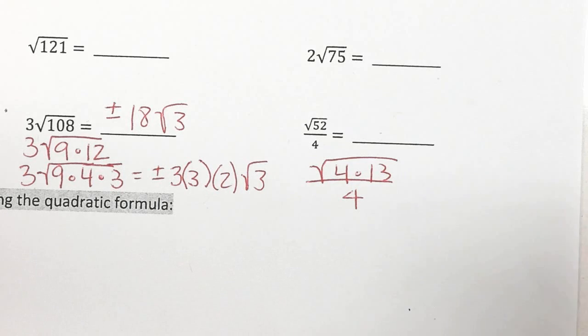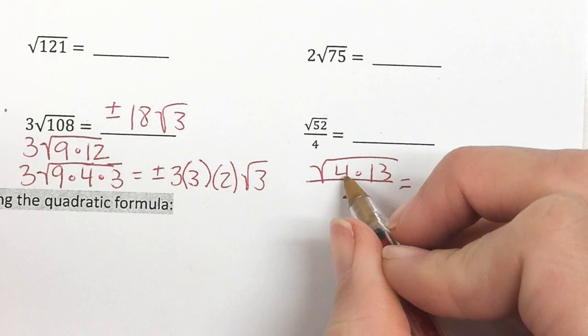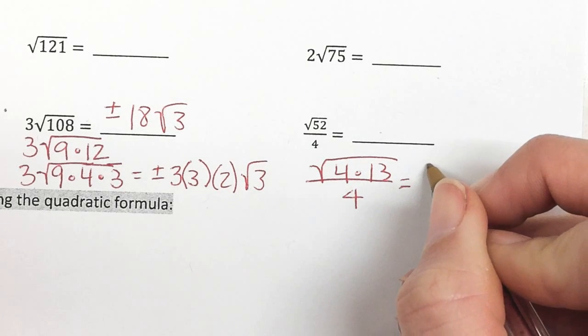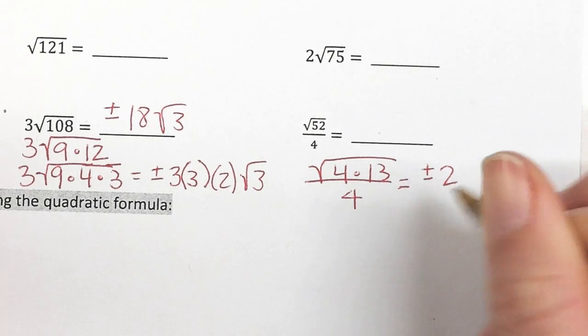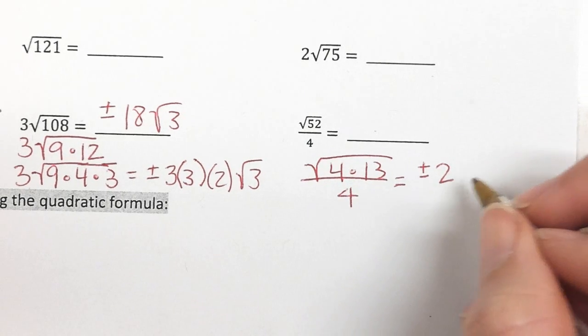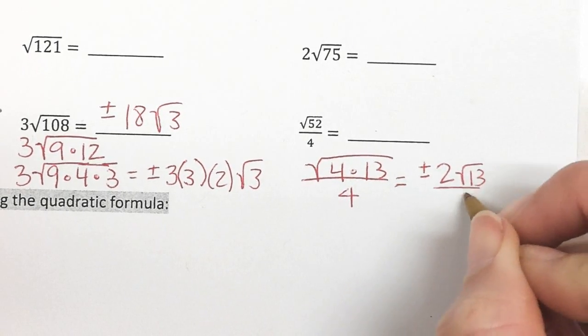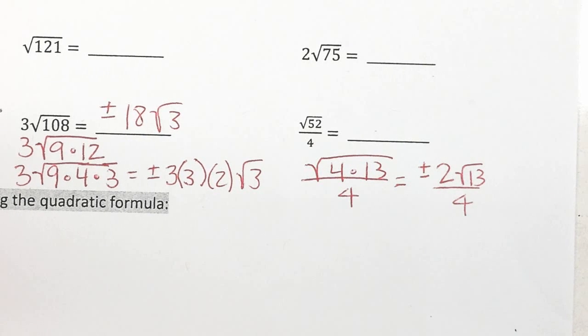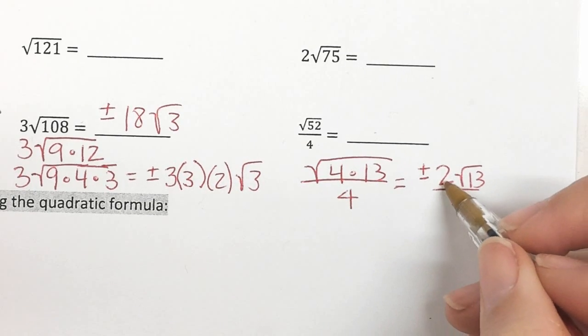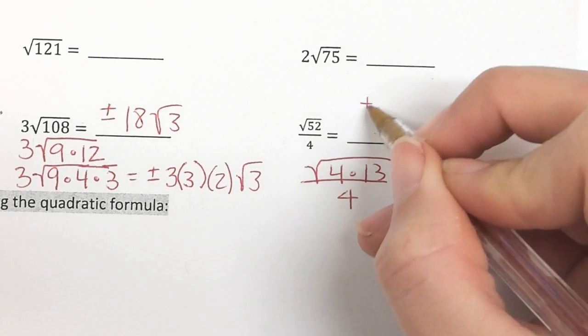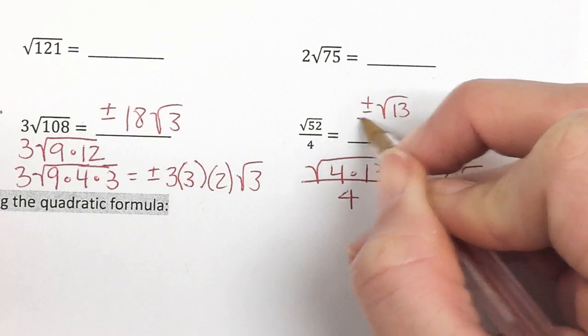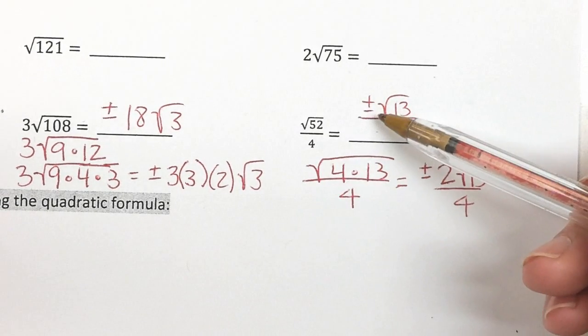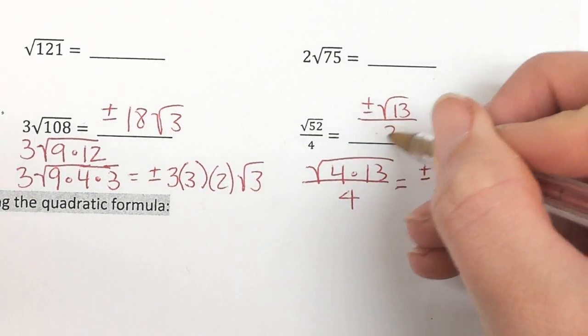So the square root of 4 is going to be what? Plus or minus 2. Good. What stays underneath the radical? 13. 13 all over 4. Can we simplify that? Yes. What goes into both of those? 2. Good. How many times does 2 go into 2? 1. So we could just write plus or minus square root of 13 over 2, right? We don't have to put the 1 out front. We know it's there. Good.